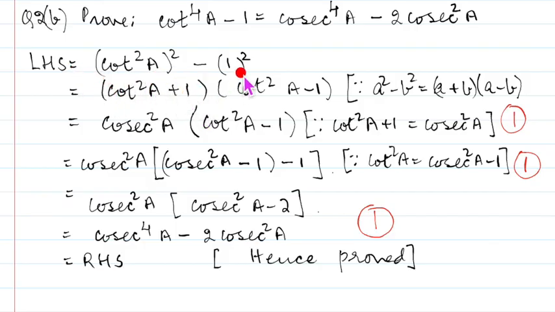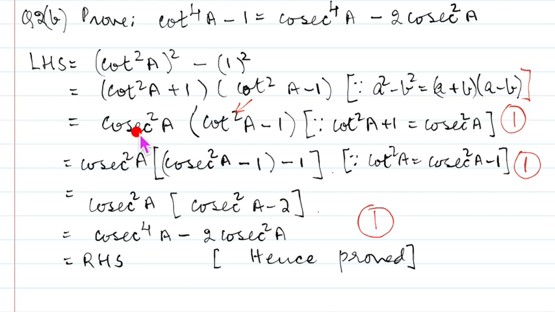We write LHS as a difference between 2 squares, because cot to the power 4 of a is the square of cot square a. So cot square a whole square minus 1 square. Use a square minus b square as a plus b into a minus b, and then this will become cot square a plus 1 into cot square a minus 1. Now cot square a plus 1 is cosec square a. So we write that as the reason, and this bracket is as it is.